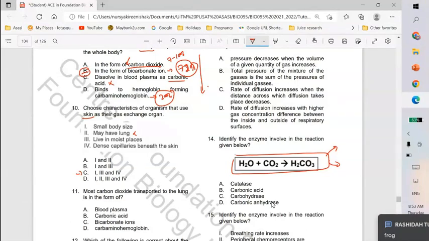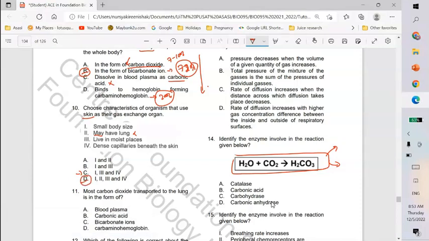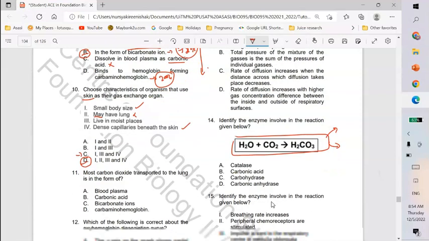Frogs. Frog ada lung tak? Dia kata may have lungs. Frogs ada lung, kan? Okay, so the answer should be D. So be careful eh. Tengok betul-betul apa punya notes. Kan? So choose characteristics of organism that uses skin as the gas exchange organ. So small body size. Kan? So frogs, worms, they have small body size. May have lungs. Dia cakap have lungs, kan? May have lungs. So that applies for frogs. Live in moist places, both live in moist places. Have dense capillary beneath the skin, yeah, betul. Okay, so the answer should be D. Okay, so thank you, Julia.